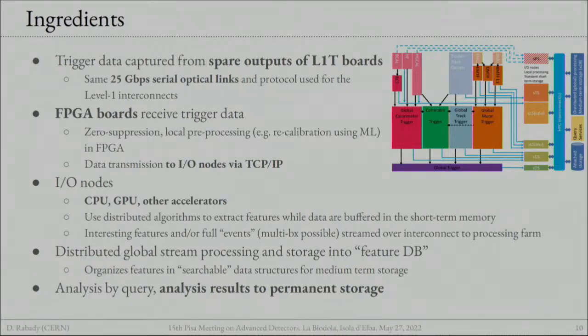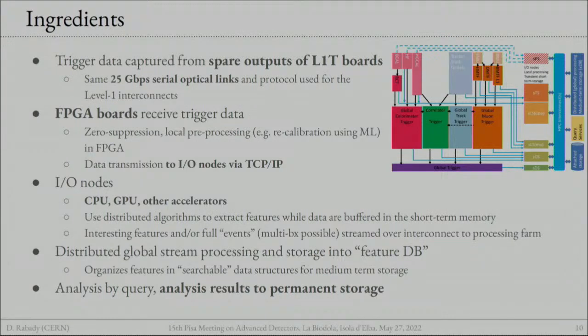Okay, what do we need to make such a scouting system work? I've put here, again, the diagram of the level 1 trigger, and next to it, in parallel, the scouting system. The idea is to take trigger data, capture it using the spare outputs of the level 1 trigger. We'll use the same links and protocol as the interconnects of the trigger itself. These data go into FPGA boards that do some local pre-processing and zero suppression, and then transfer the data to I/O nodes via TCP/IP.